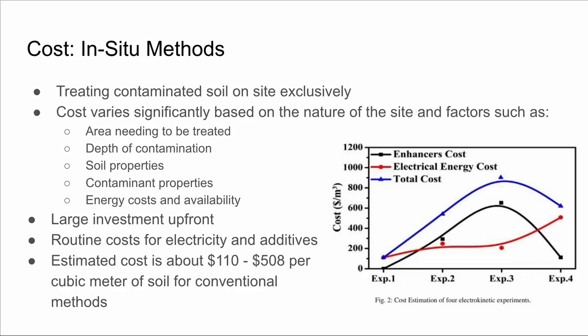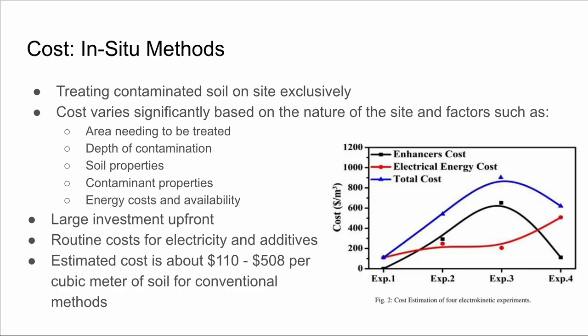And then once the site is up and running, you have your electricity costs and you have the cost for any chemical additives that you would need. So on a daily basis, you'll be paying for the electricity to run your electric field that you're generating, and then you'll need the electrolytic solution around the cathodes and anodes.